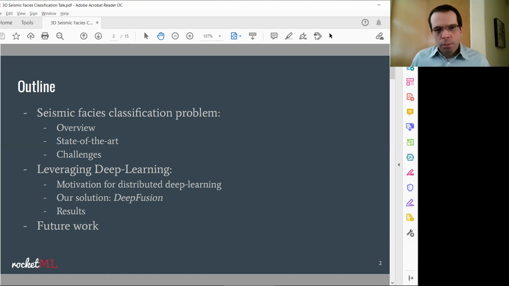And then in the second part, move on to the more infrastructure part, where we look at the application of deep learning methods to solve these problems. In particular, I make the case for the use of distributed deep learning for large 3D seismic facies classification problems, and then show the application of our homegrown solution to this problem, DeepFusion, and the results that we obtain on a representative problem. And then finally, discuss future work and next steps.